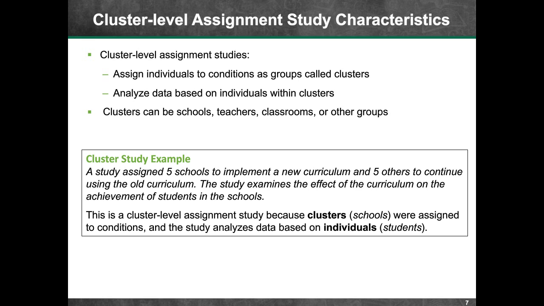To take an example, imagine that a study assigned 5 schools to implement a new curriculum and 5 others to continue using the old curriculum. The study examines the effect of the curriculum on the achievement of students in the schools. This is a cluster-level assignment study because clusters, or schools, were assigned to conditions, and the study analyzes data based on individuals, or students.